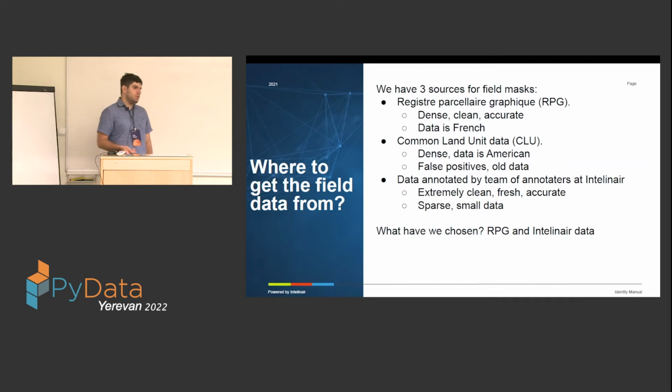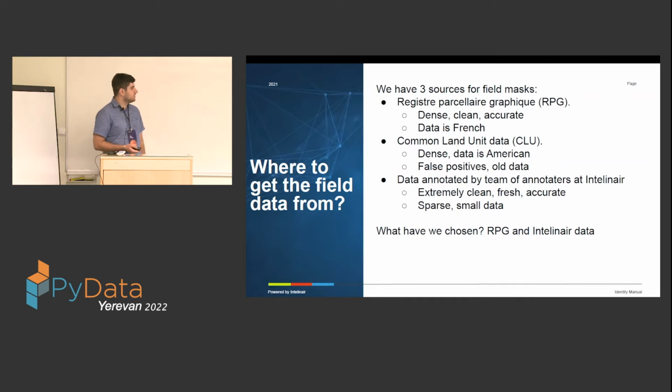So, okay, we want American data. The American government has their data too. This is called the Common Land Unit data, or CLU for short. The data set is very dense. The data is American, freedom. And so it's good in that sense.